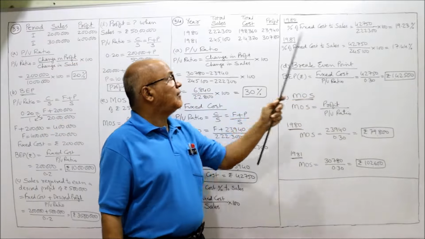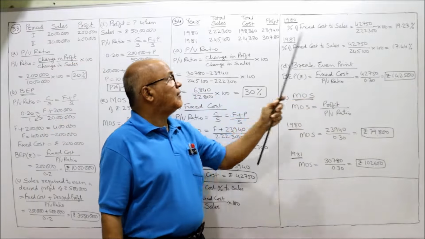The formula for BEP in units, fixed cost divided by SP per unit minus VC per unit. Selling price per unit minus variable cost per unit. But here in the problem, selling price per unit is given, but variable cost per unit is not given. By using PV ratio, we calculate variable cost per unit.